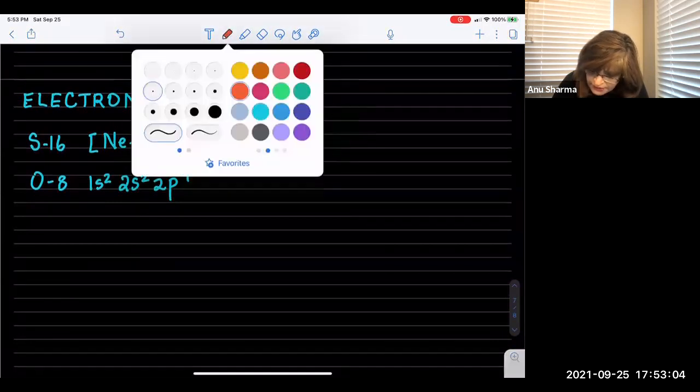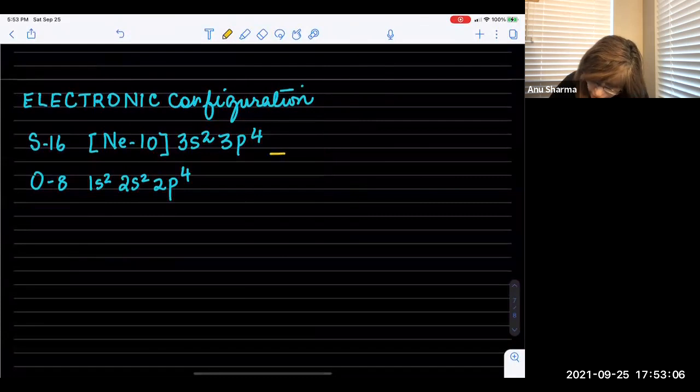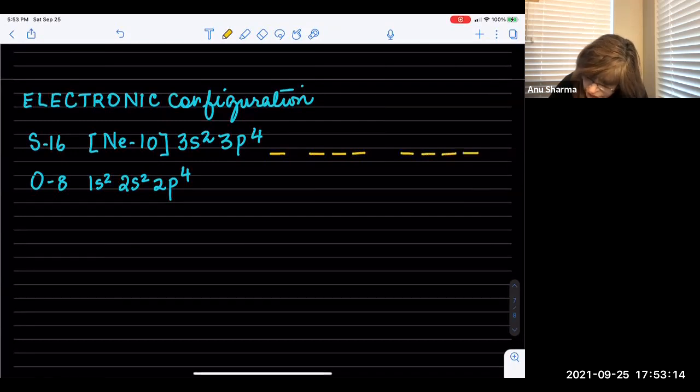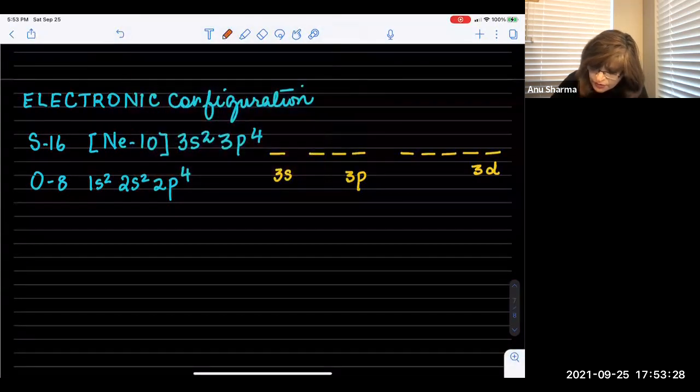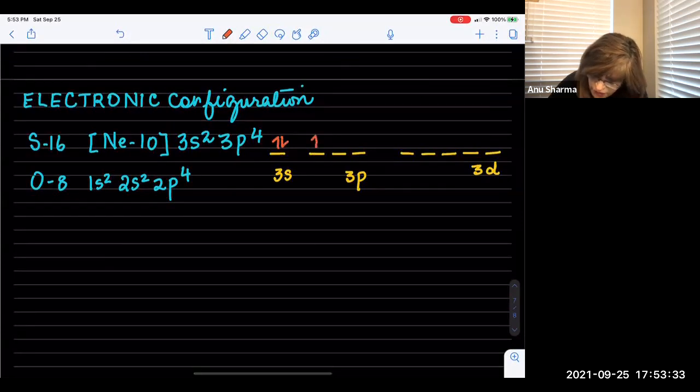So now, the orbital diagram of sulfur. 1, 2, 3, and the 3D is available. 1, 2, 3, 4, 5. So this is the 3D, and this is the 3P, and this is 3S. Okay, now let's put these electrons here and see what picture we get: 3S2, 3P4.